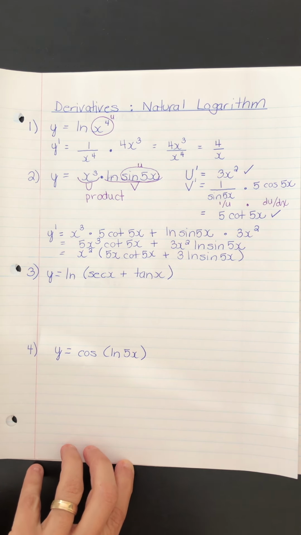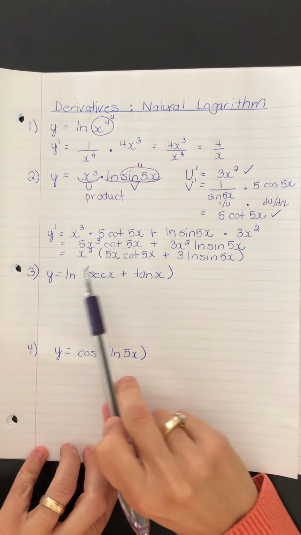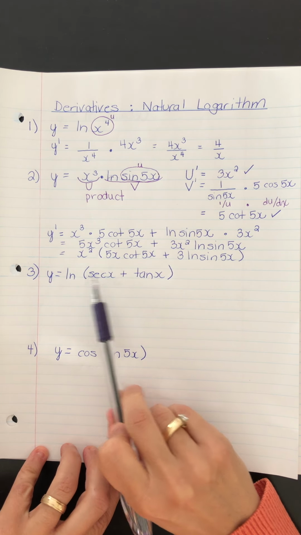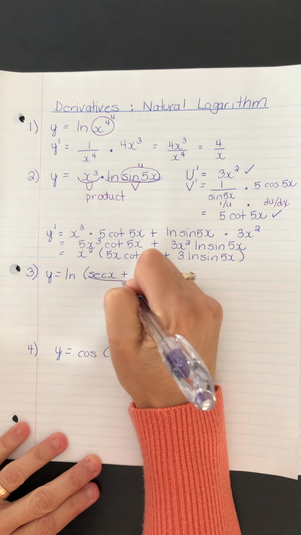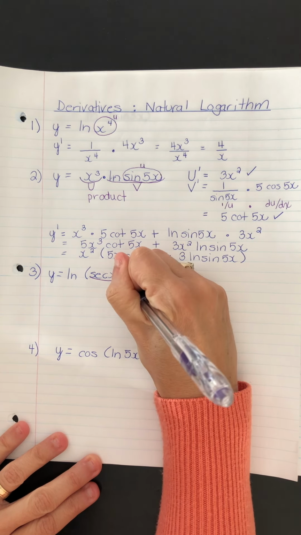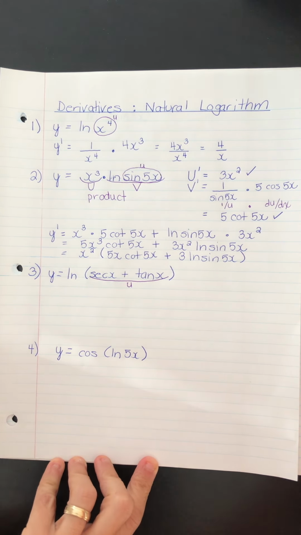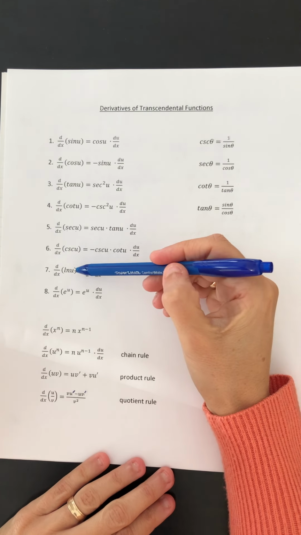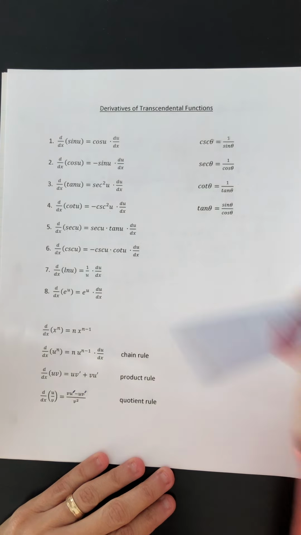Okay, let's take a look at this next example. Please note that you can't just open up this bracket. This is not the same as the ln of secant x plus the ln of tangent x. You can't do that. So all you can do is consider this to be the little u in ln u. Okay, so all we have to do is correctly use this formula. We're going to have 1 over u times the derivative of u.